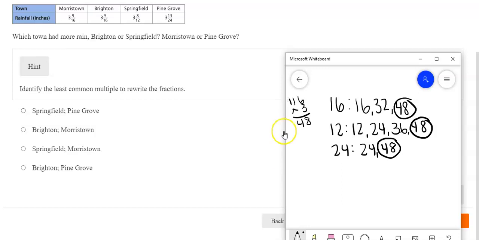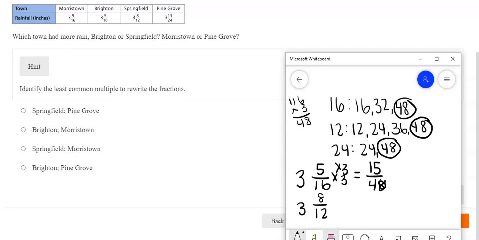Oh no, we'll do Brighton and Springfield first. So Brighton is 3 and 5/16. Springfield is 3 and 8/12. To make the 16 into a 48, we're going to multiply by 1, 2, 3. So that's 15 over 48. And to have the 12 turn into 48, we're going to multiply by 4. So we get 32 over 48.